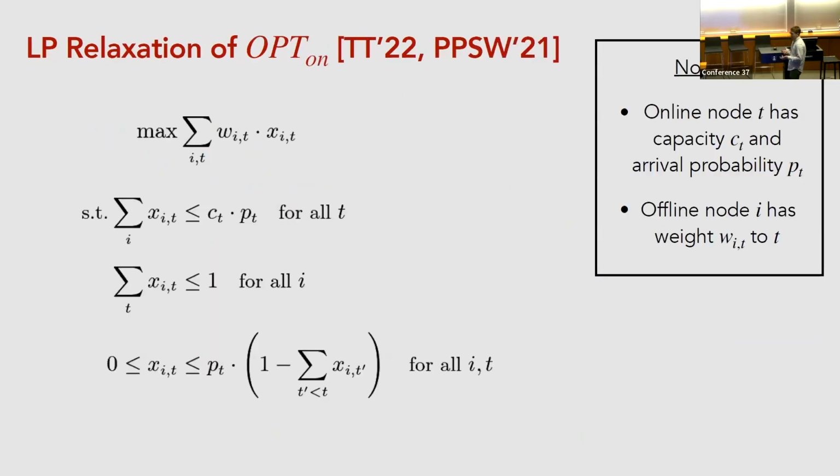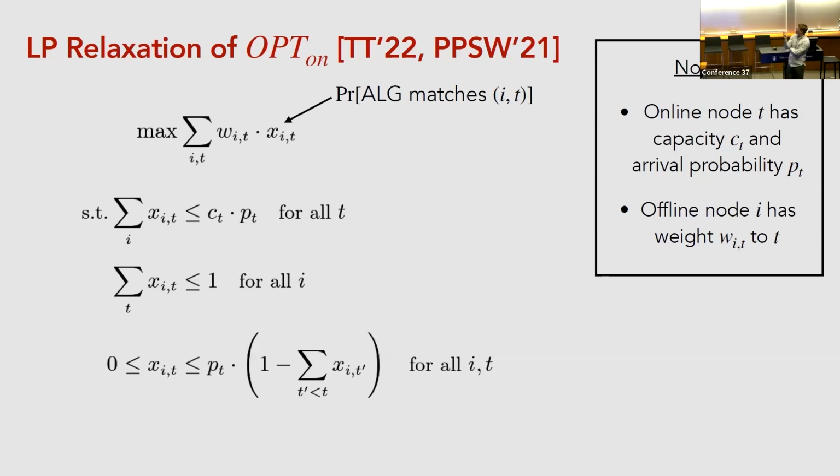So now I'll briefly mention how we design this algorithm to beat 1/2. We use the same LP relaxation from prior work. As a notation reminder, online node T has capacity CT and arrival probability PT. The weights on the edges are denoted by WIT. And in this LP, you should think of XIT as being the probability that the algorithm matches I to T.